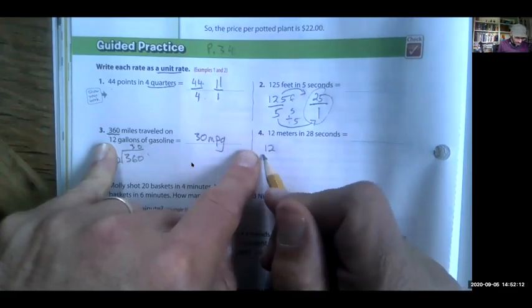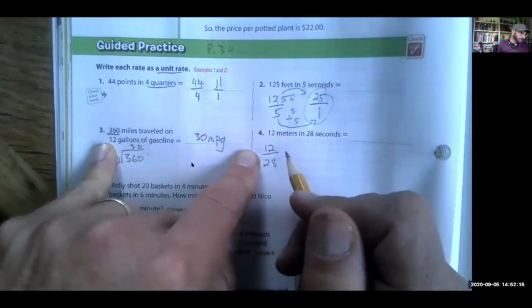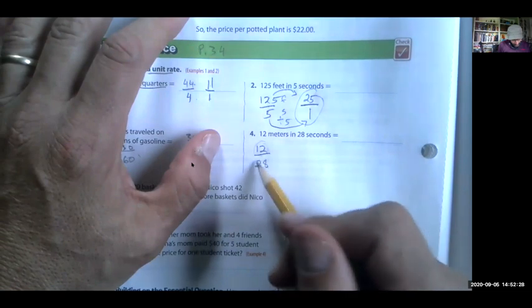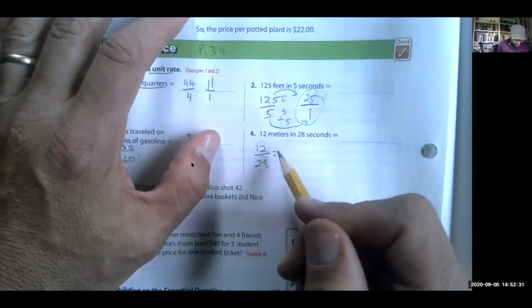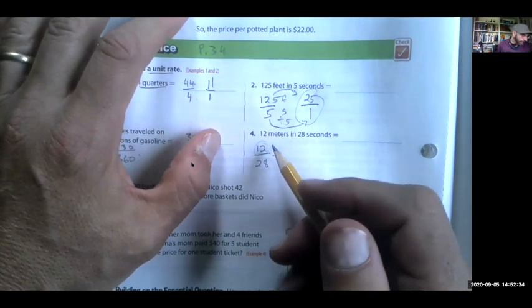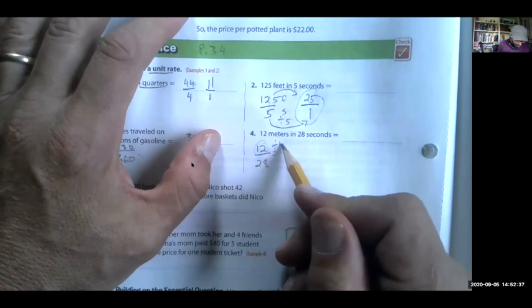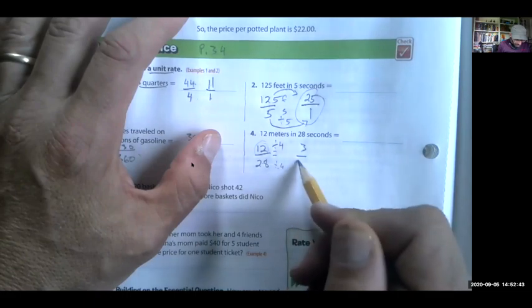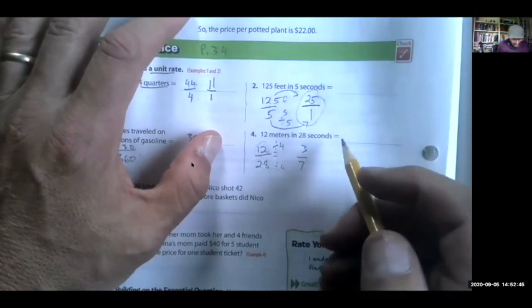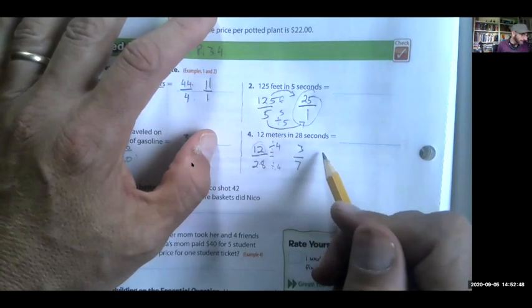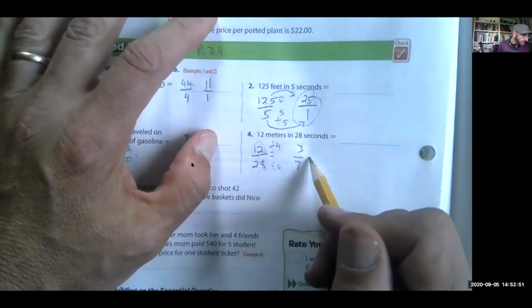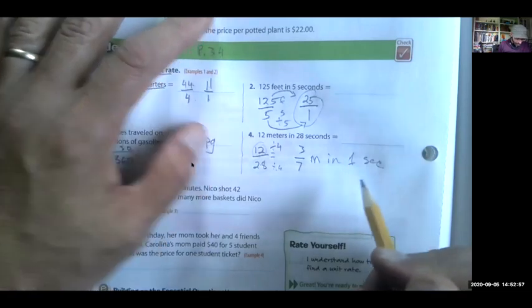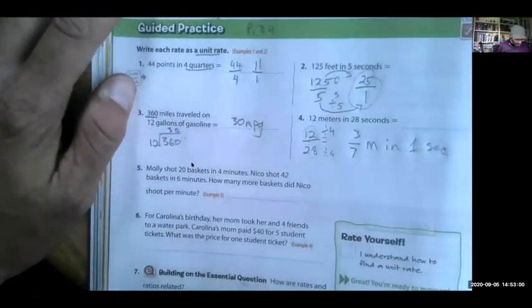12 meters in 28 seconds. Let's just reduce this and see what we get. Because the top number is smaller and the bottom number is bigger, let's try reducing it and see what that gets us. So if we divide both sides by 4, I think that's our GCF. Divide by 4. 12 divided by 4 is 3. 28 divided by 4 is 7. So that means in 1 second, this will go 3/7 of a meter. So 3/7 of a meter in 1 second. Whew, fancy.